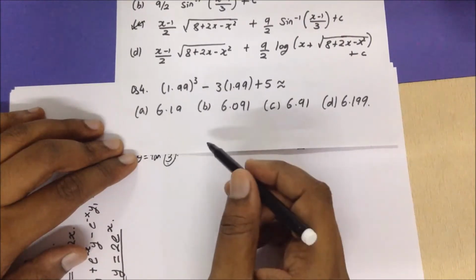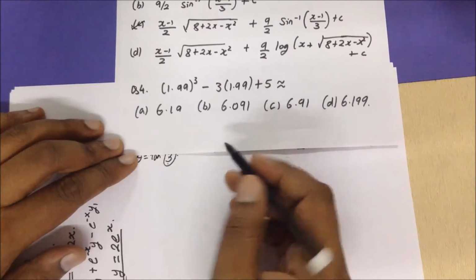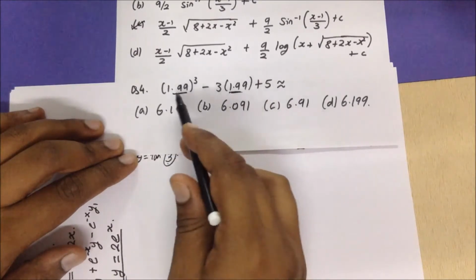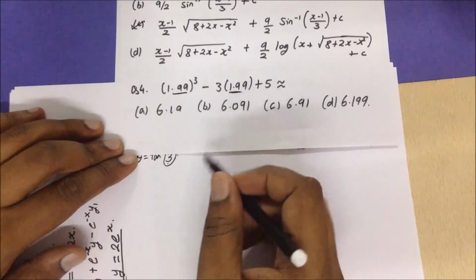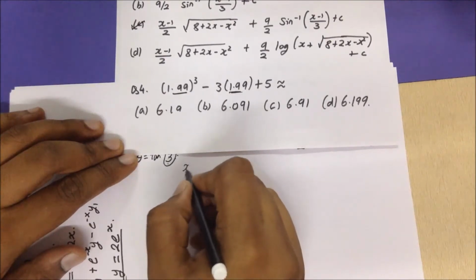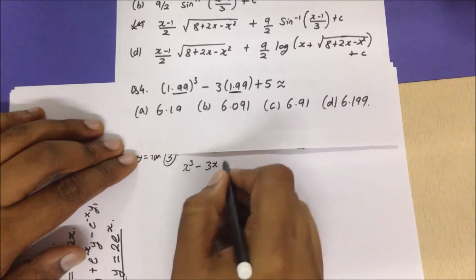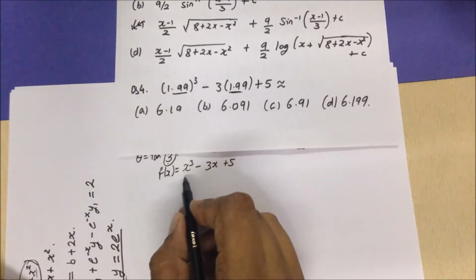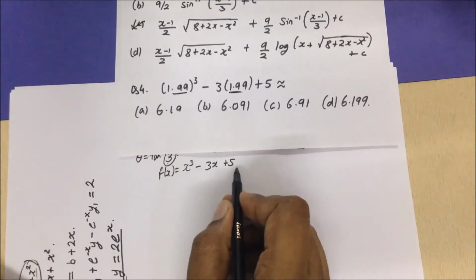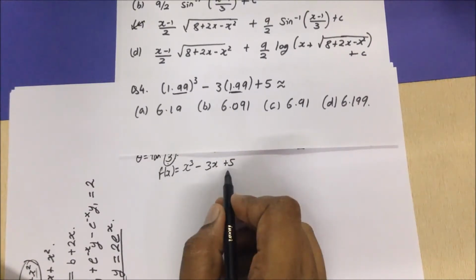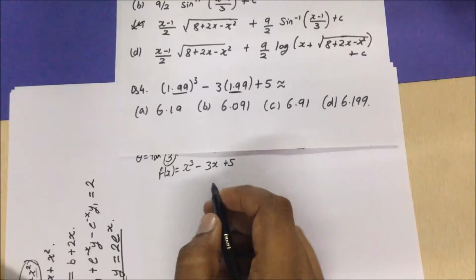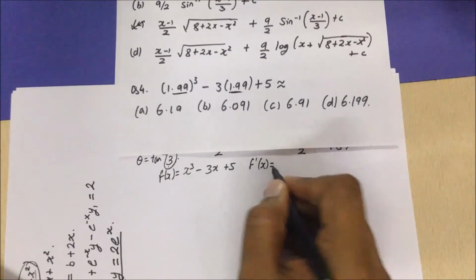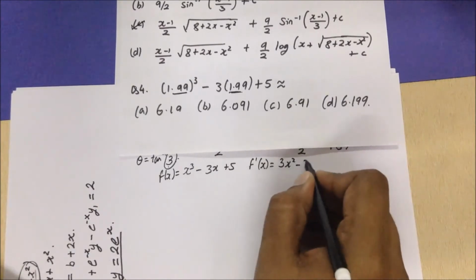Now in this they have not given directly the function. What you have to do is consider the 1.99 as x. So it's going to be x cube minus 3x plus 5. This is going to be your function. Once you have understood that this is your function, you have to take the derivative of this function. So your f dash of x is going to be 3x square minus 3.